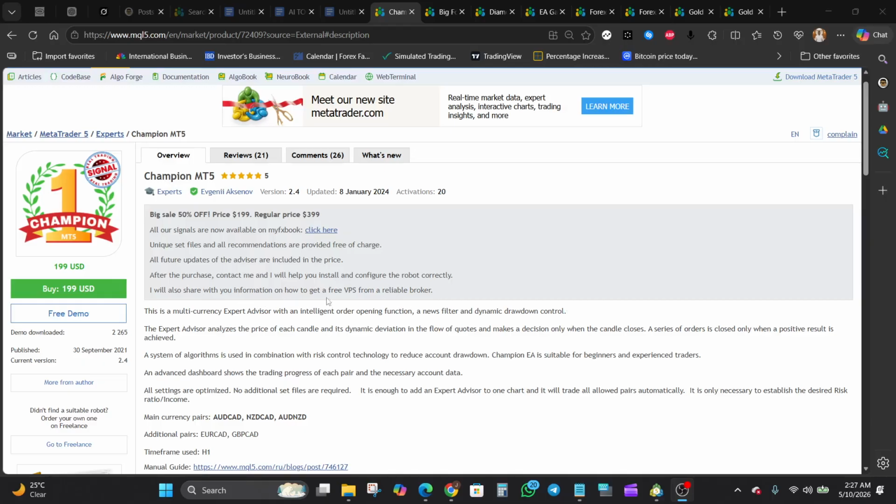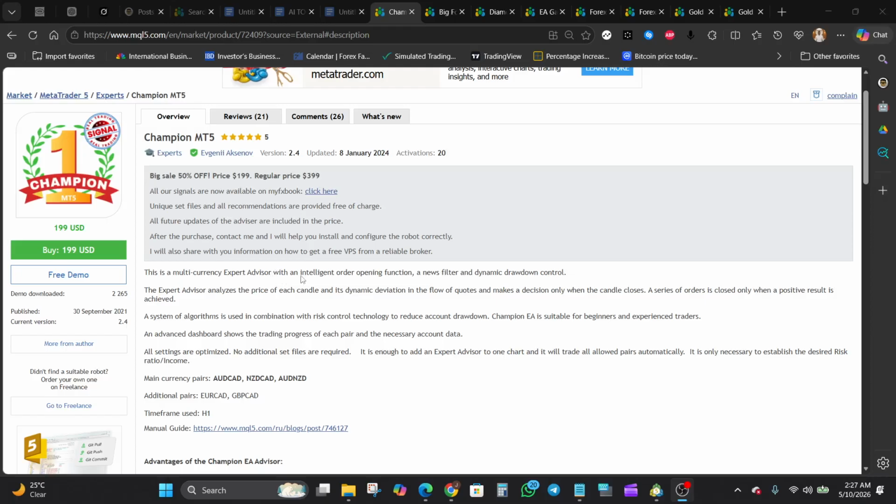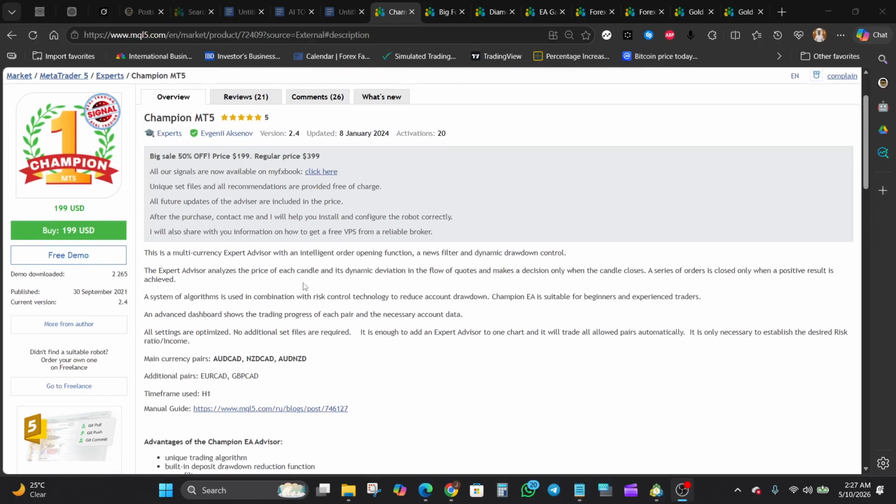Alright, starting here on the MQL5 marketplace page, Champion EA is developed by Evgeny Aksenov. The first thing that stands out is that the developer focuses heavily on automation simplicity. According to the marketplace information, all settings are already optimized. No additional set files are required, and the EA only needs to be attached to one chart in order to manage all enabled pairs automatically.